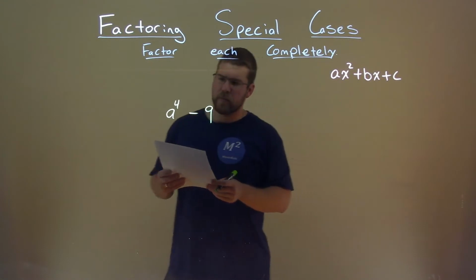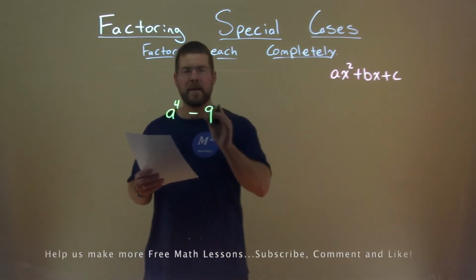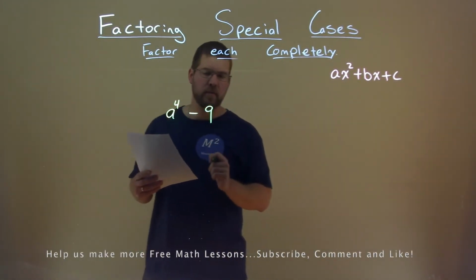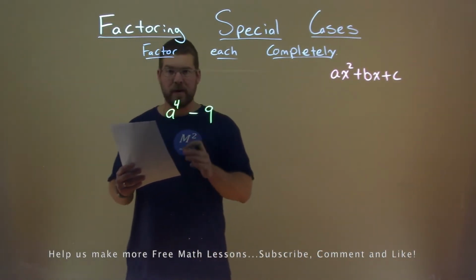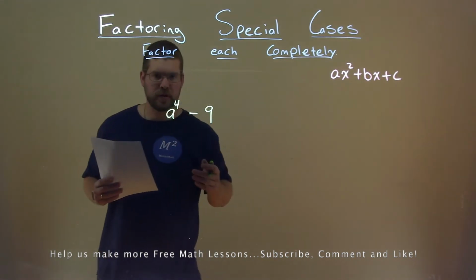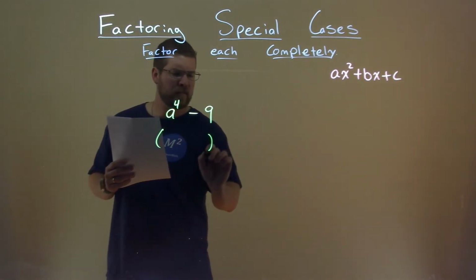We're given this problem right here. A to the 4th minus 9, and we want to factor this completely. The coefficient in front of a to the 4th is just 1. Okay, that's our a value. A little tricky. Okay. Well, we know it has to be in this form.